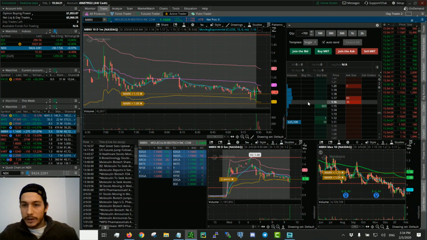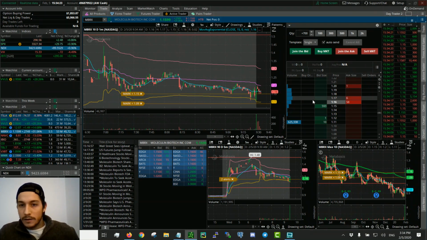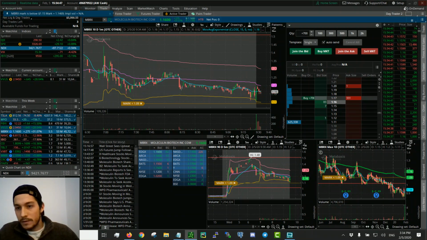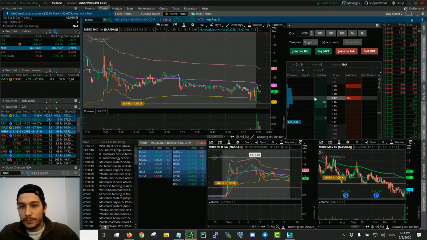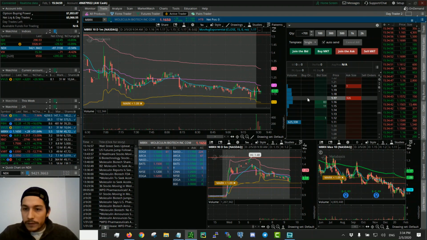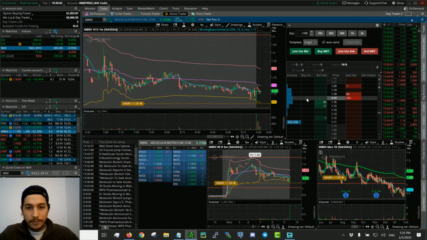Would like to enter if we start breaking above 1.17. Nah, it's having some issues. Well, my alerts are going off really late. Let's see if 1.17 starts getting chipped away. That's what I'm waiting for.